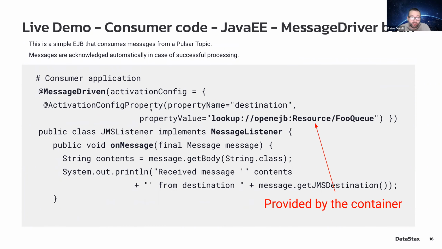For the consumer, we are using a message-driven bean, and here you configure the message-driven bean with the destination, and the destination will be looked up in the JNDI registry. The container will consume messages and will call your on-message callback. And if no exception is thrown, the message will be automatically acknowledged. Still here the container will handle transactions.